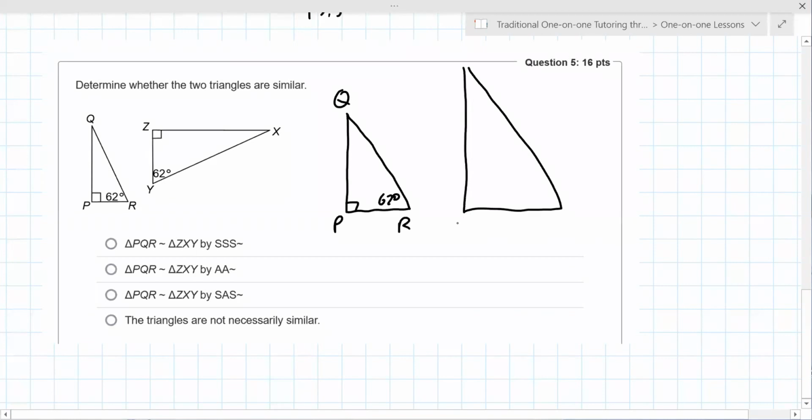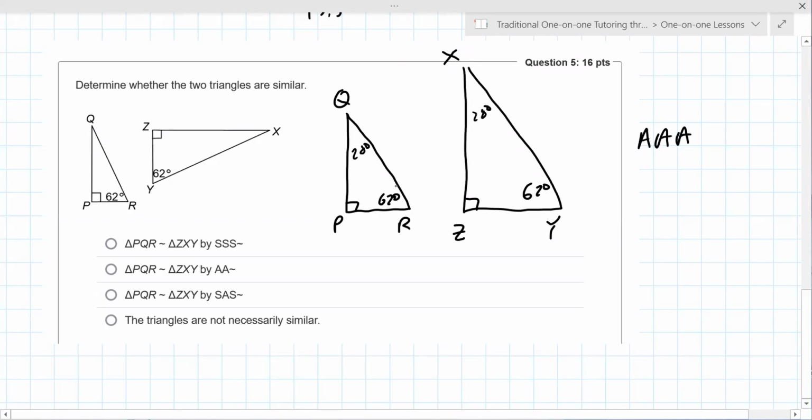Do you know what I mean by that, by same orientation? Yes. Okay. So this is a right angle and this is a right angle, and this is 62 and this is 62. From previous classes that we've done, what do the three angles in a triangle have to add up to? 180. Okay. So that means that this is 28 degrees and this is 28 degrees. So do you see that all the angles are the same in these triangles? Yes.